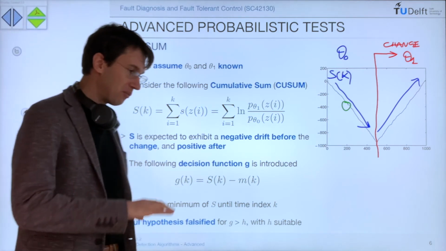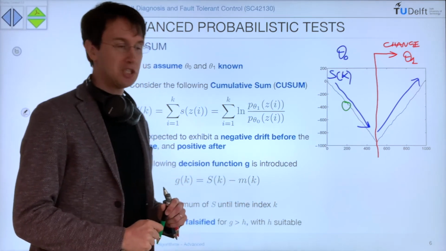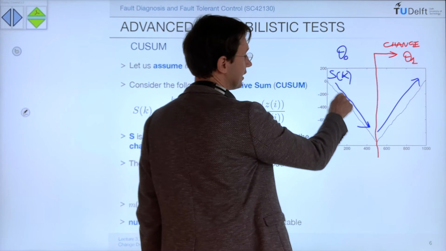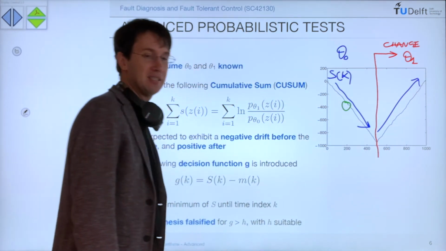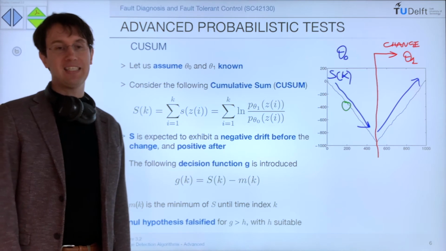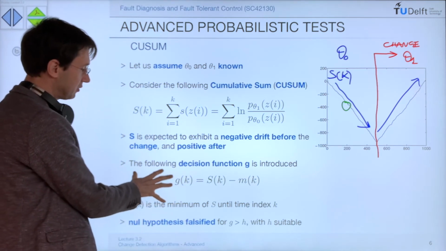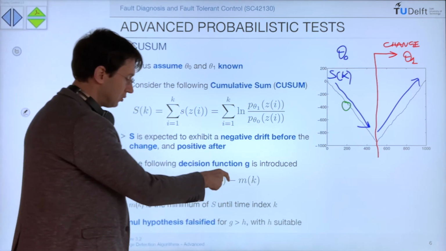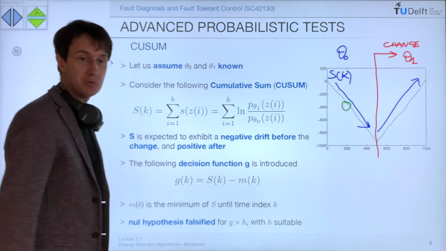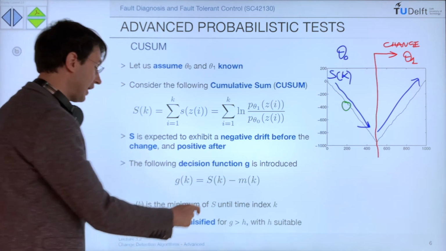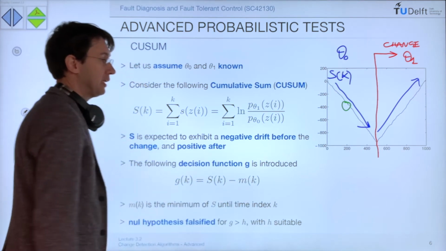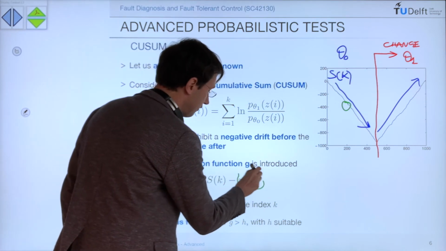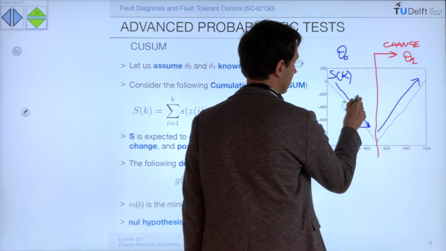Then we moved the problem of detecting a change in the variable z to detecting this change in the cumulative sum. And to detect this change, we need yet another test. And the test is based on this decision function, g. So g is equal to what? To the actual value I have of the cumulative sum, S of k, minus the quantity m of k. And m of k is the minimum value that we got of S until that moment.